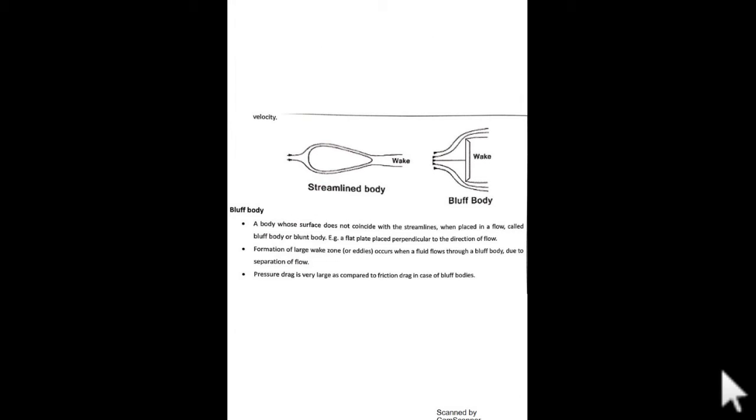Next is the streamlined body. It is a body whose surface coincides with the streamline when the body is placed in a flow. For example, the aerofoil. You can see the car designs are aerofoils. So we can say the car body is a streamlined body. Here the major part is the friction force, the friction drag, so fewer eddies are produced. When there is a plate, then more wake is there, and the major part is the pressure force.